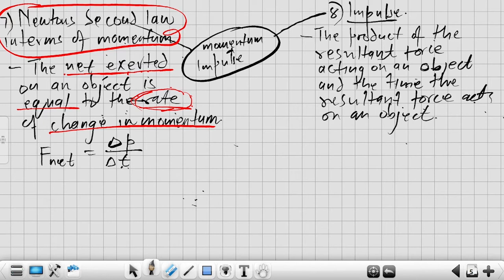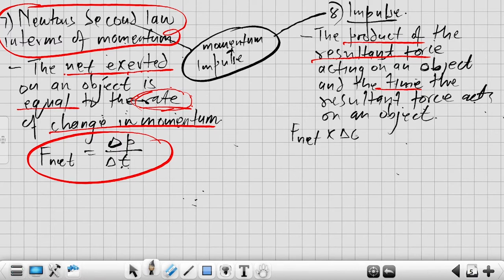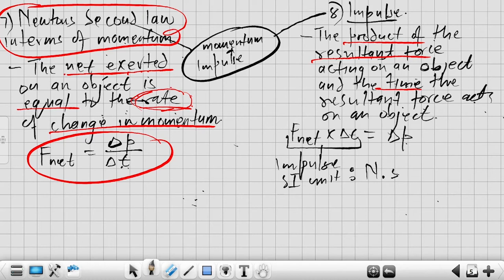So let's look for the keywords again. It is the product of the resultant force and time. From this equation, if we make our subject of the formula the change in momentum, then we have F net multiplied by change in t, which is equal to change in P. So this basically says this here should be my impulse. For that also, I can generate the SI unit, and the SI unit should be Newton second. But F net multiplied by change in t is also equal to kg meters per second. So we can even say kg meters per second.